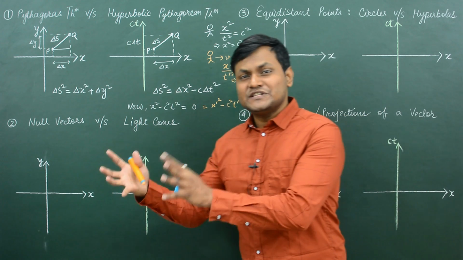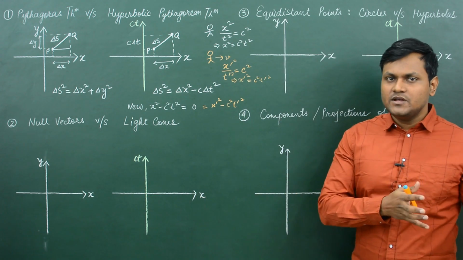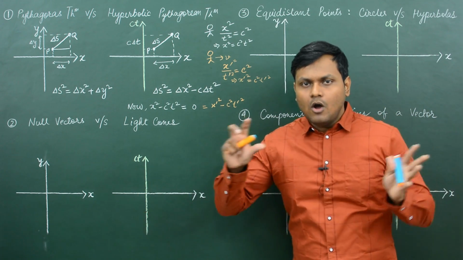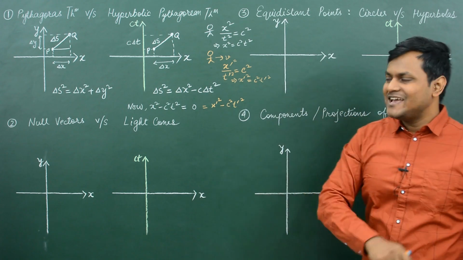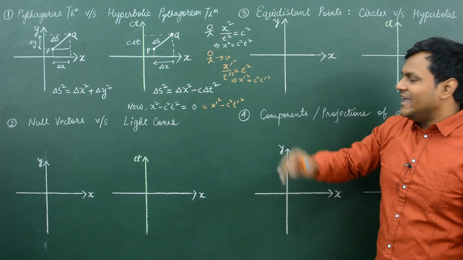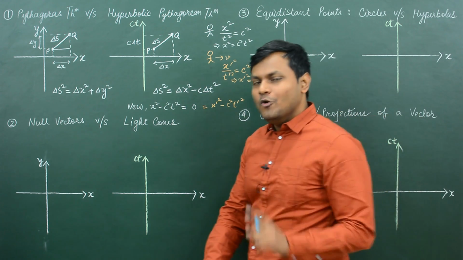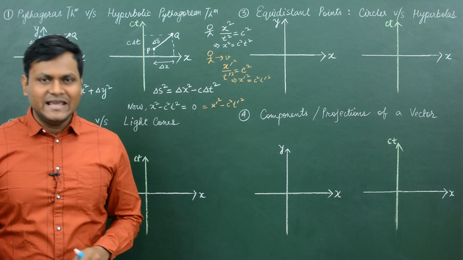That measurements of distances and measurements of time period for all observers will optimize in such a manner so as to keep the speed of light constant. This is why a negative sign arises here. I hope you have understood this very simple idea.